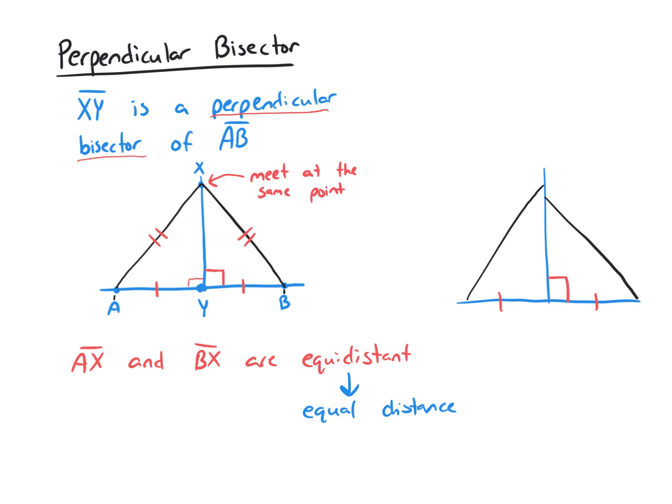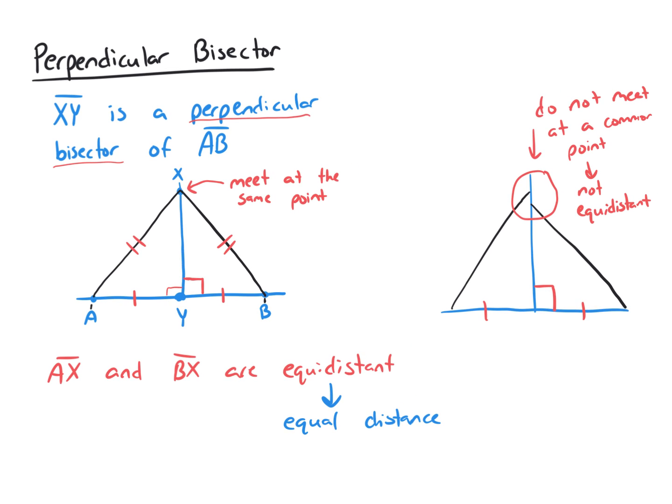So if you drew this, awesome. Go ahead and circle this. Do not meet at a common point. So can we say they're equidistant? No, so we could say they're not equidistant. Okay, so that is everything you need to know about a perpendicular bisector. Okay, so I want to look at some examples here that we can apply what we just learned.